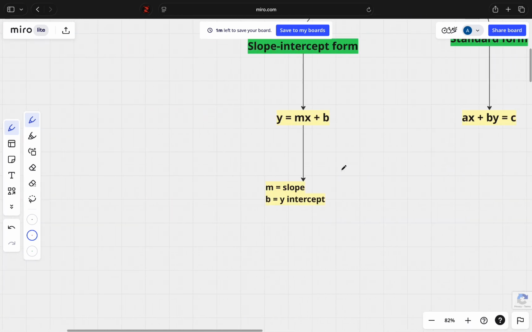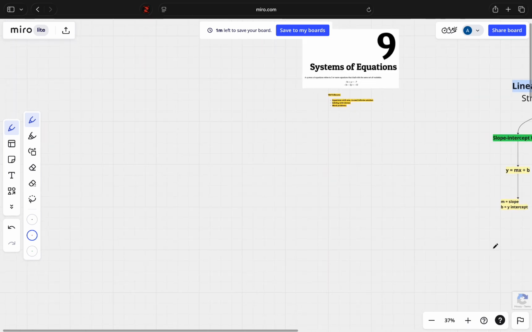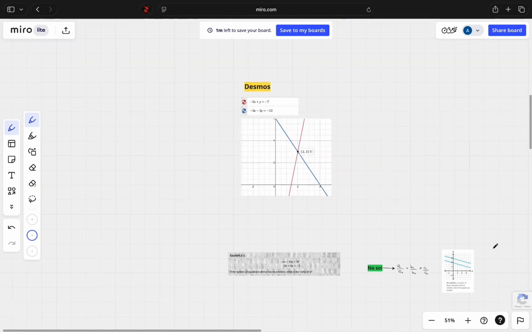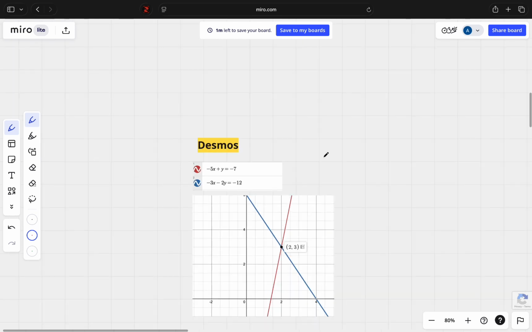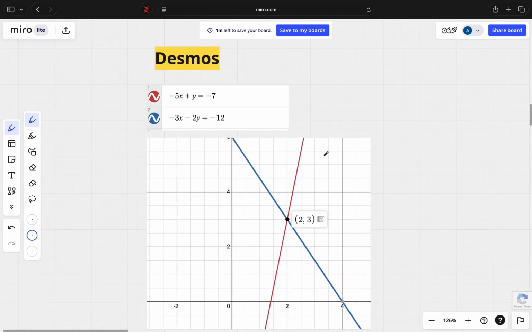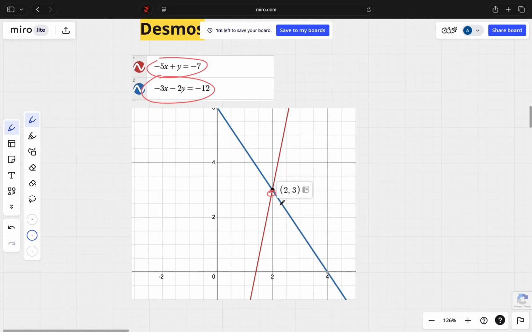Okay, let's look at an example. By the way, if you have two equations, you can also use Desmos to solve for the points of intersection. So you can plug in the equation. This is the first one, that's the second one. You plug them in and it'll give you a solution, right? So we'll be looking at Desmos as well.